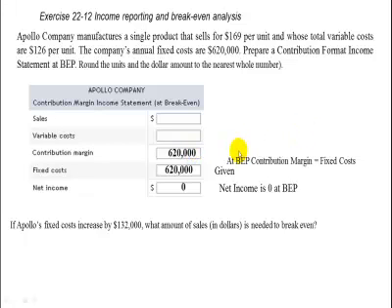Very important point to understand. At the break-even point, net income is 0, and also at the break-even point, the contribution margin equals fixed cost. Don't forget that.